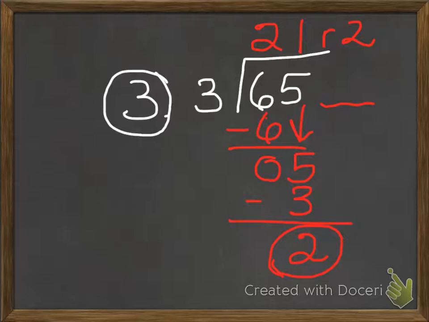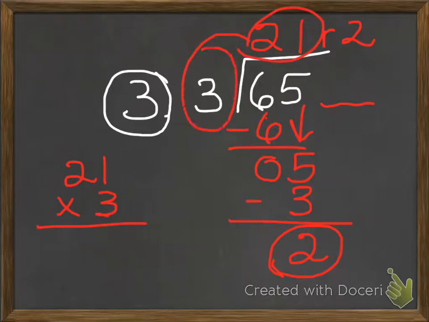Okay? So here's how we can check. We're going to take 21, multiply it times 3, because remember, these are answers on the outside. We're going to multiply them together and see if it becomes the number on the inside. So 3 times 1 is 3. 3 times 2 is 6. We had a remainder of 2, so we're going to add on 2 more, and that equals 65.